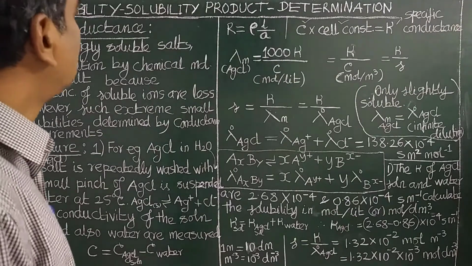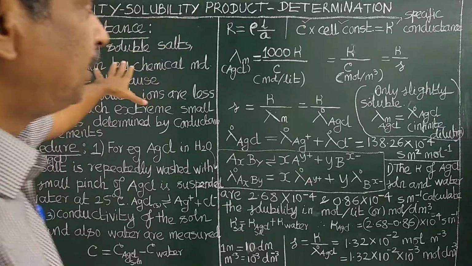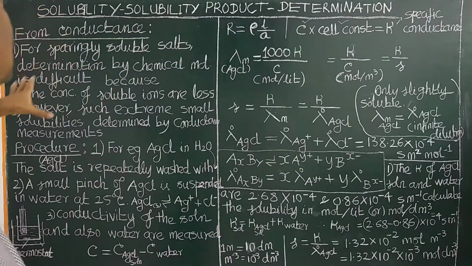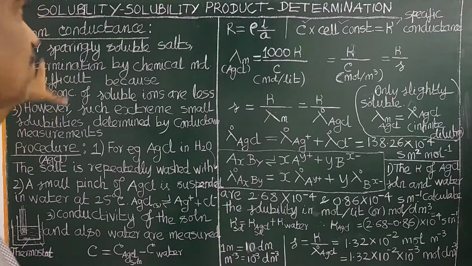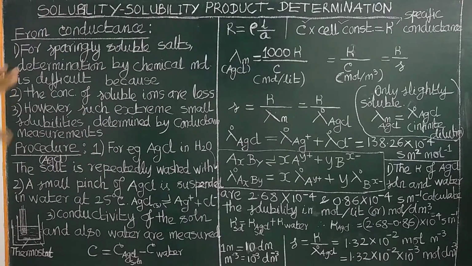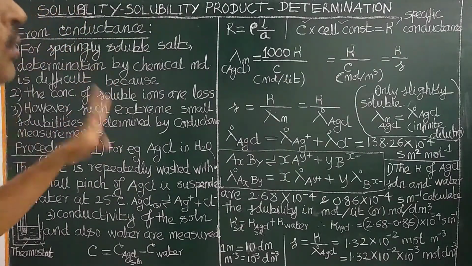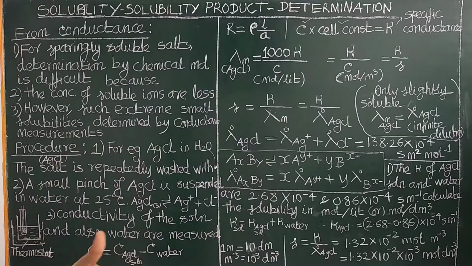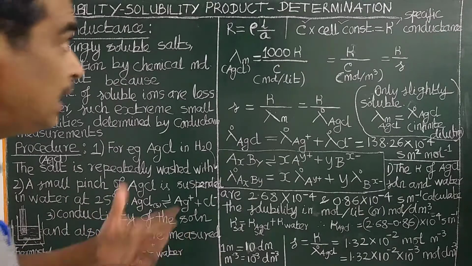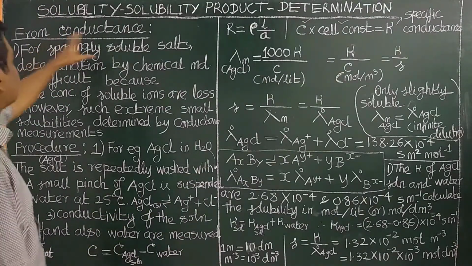Good morning. Today let us study the determination of solubility by using conductance measurement. Application of conductance measurement to determine the solubility and the solubility product of sparingly soluble salt. We have seen in the previous class what are sparingly soluble salts, what are freely soluble salts, etc. Okay, how it is determined from conductance.